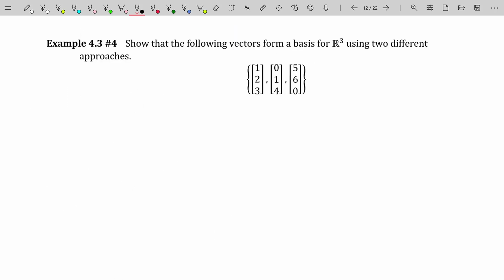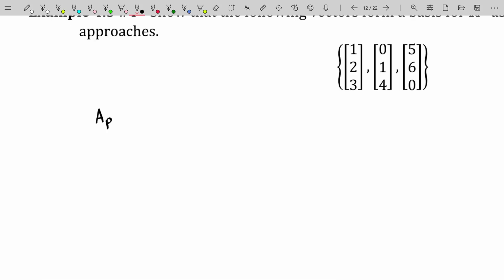So let's do yet another example in R cubed. Show that the following vectors form a basis for R cubed using two different approaches. Now remember, a basis just requires your set of vectors to be linearly independent and they need to span R cubed. The easiest approach is to build a matrix with those columns and find out if the determinant is non-zero. So that's the first approach I'm going to use.